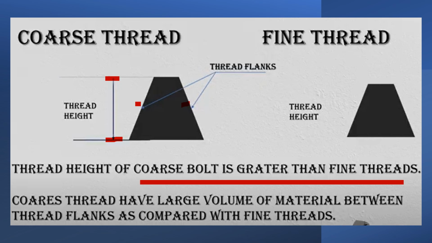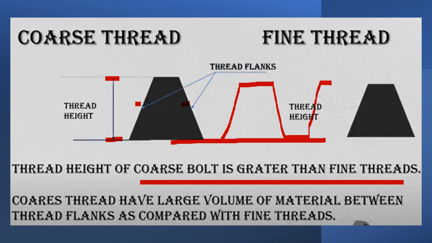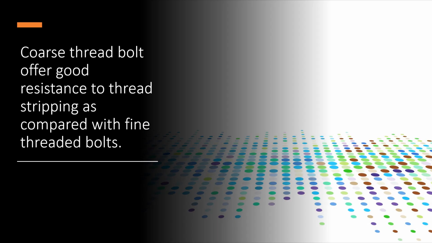Coarse thread has a large volume of material because the thread count is less. So in this place, if there are three threads in coarse thread, in the same place in fine thread maybe it is five. So coarse thread has a larger volume of material between thread flanks as compared with the fine thread. So coarse thread bolts offer good resistance to thread stripping as compared with fine threaded bolts.